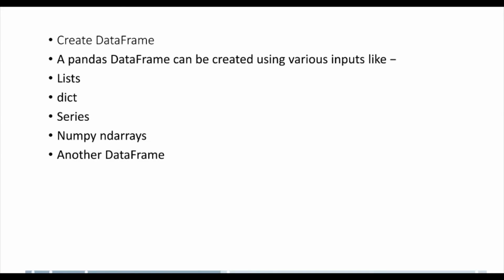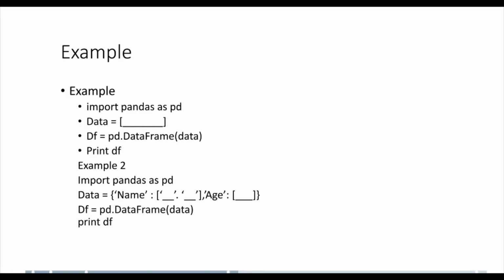Now let's see how we can create a data frame. A Pandas data frame can be created using various inputs like list, dict, series, numpy arrays, ndarrays, or another data frame. As we saw in the previous slide, pandas.DataFrame, so the argument data can contain one of these.